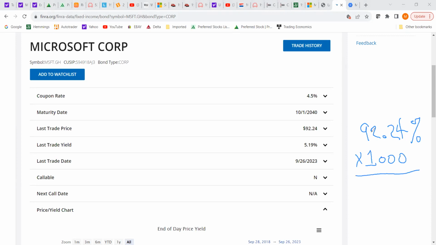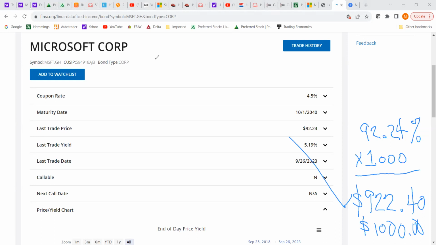Okay, so if I did this arithmetic, it's trading at $922.40. And it's going to mature at $1,000. So this bond is trading at a discount to face. We're going to buy it at $922.40, and it's going to mature at $1,000. We're going to earn that extra income here as a capital gain. So it's what, $71.60 if I did that arithmetic right, but you're buying it at a discount. So that's why the yield is higher than the coupon rate.